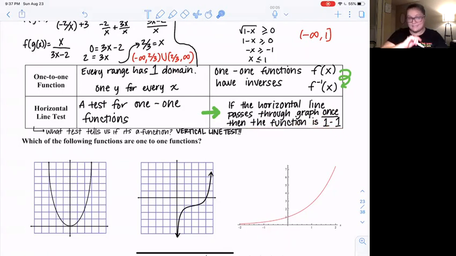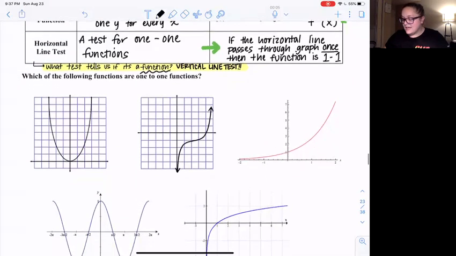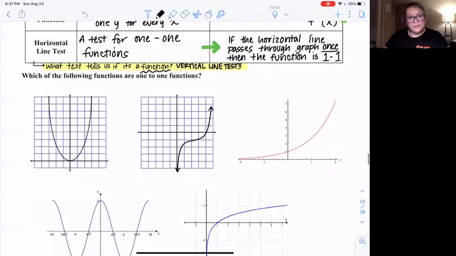Now, there was a test that we had earlier, which I may have misspoken about, but that test is the vertical line test. And that test specifically tells us if it is a function. So that's what we're finding out with that vertical line test. So let's go ahead and see if we can figure out, are these one-to-one functions?